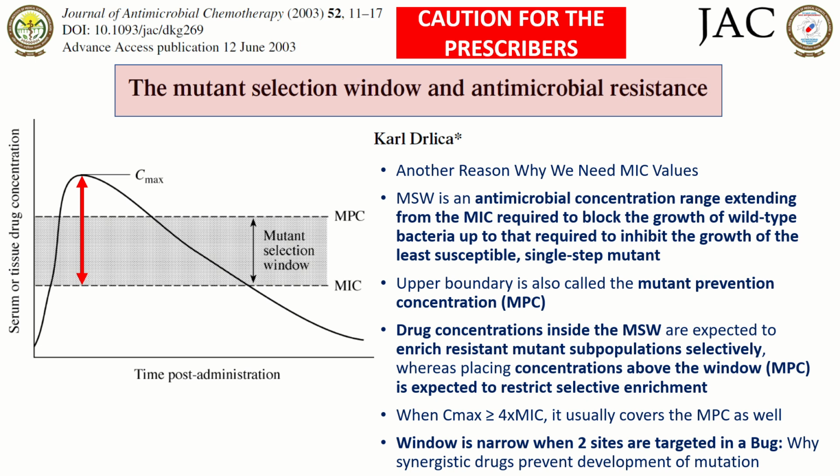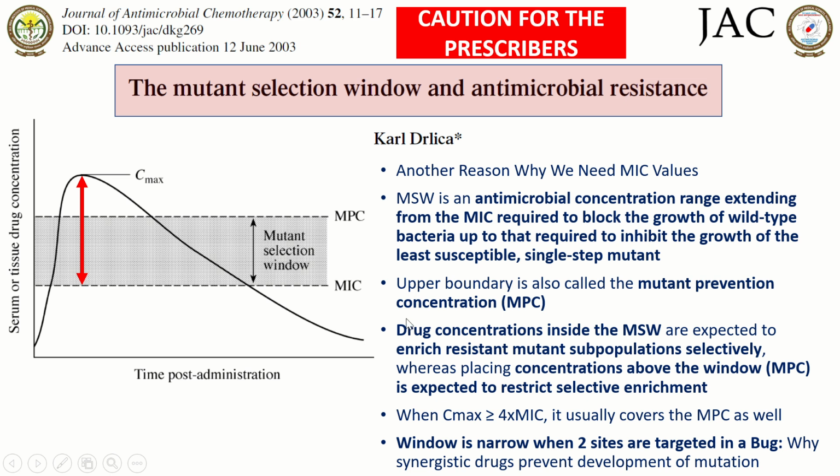Now coming to the concept again of the mutant selection window. Why we need a high BMQ is because we want to cover the mutants also. Now, what are these mutants? These mutants are part of the clone, the isolate which is causing the infection, which has higher MIC values than the remaining part of the clone. So let us say this was the MIC of the entire strain. At the same time, there will be some mutants which have higher MIC values than the rest of the isolate.